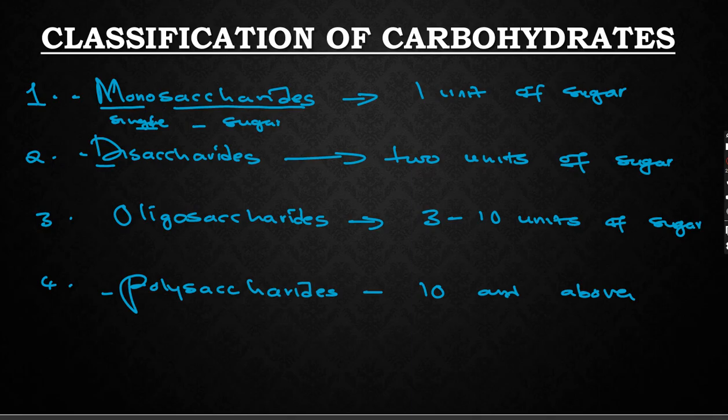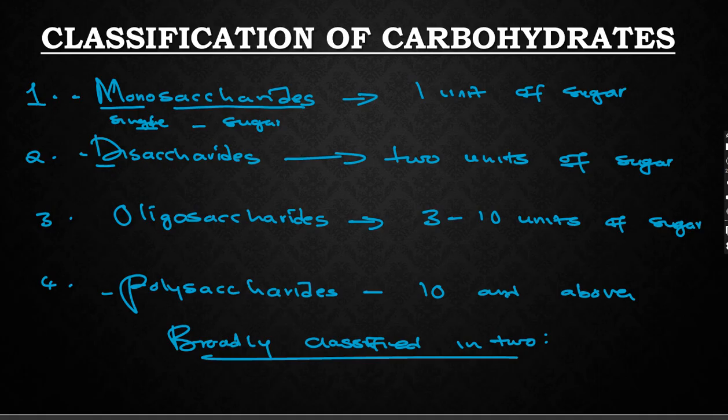But carbohydrates are also broadly classified into two. First, we have simple sugars, sugars which have just one unit. This includes monosaccharides. Don't mind my handwriting.